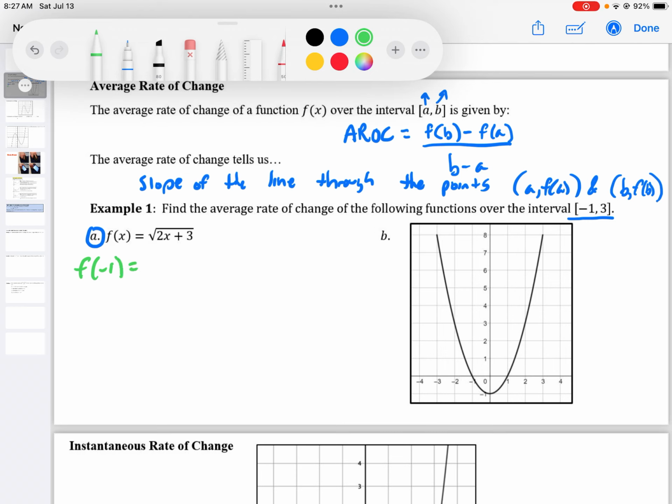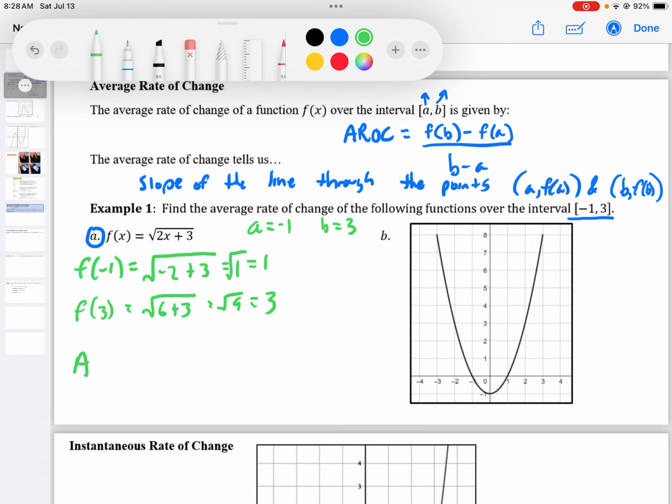But what I need to do here is I need to find f of -1. So just plug in -1 for your f function. I'm going to plug in -1 for x, -1 times 2, -2, plus 3, that's just 1, the square root of 1, which is 1. Also, I need to write a is -1, b is equal to 3. F of 3, 3 times 2 is 6, plus 3, that's the square root of 9, which is 3.